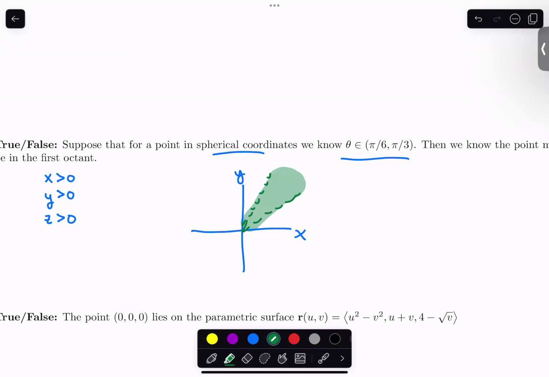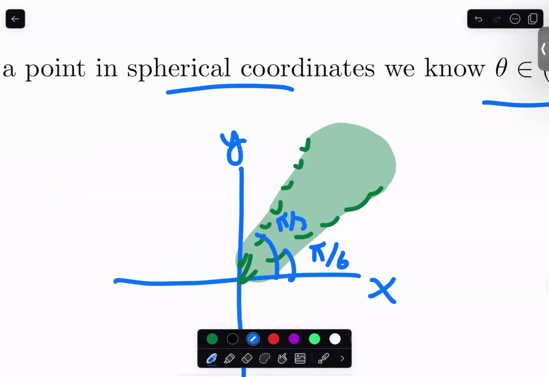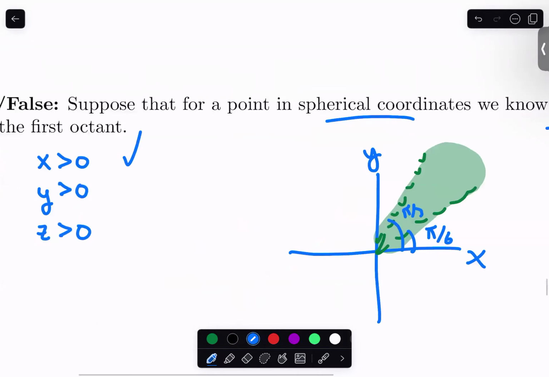Somewhere between the 30-degree angle and the 60-degree angle. Again, the thetas always come off the positive x-axis. So here's the pi over 6, and there's our pi over 3. So somewhere in that green shaded area, we know theta must live. So that guarantees, if we're somewhere in this wedge, I know at least that my x is positive, and my y is positive. I know that for sure.